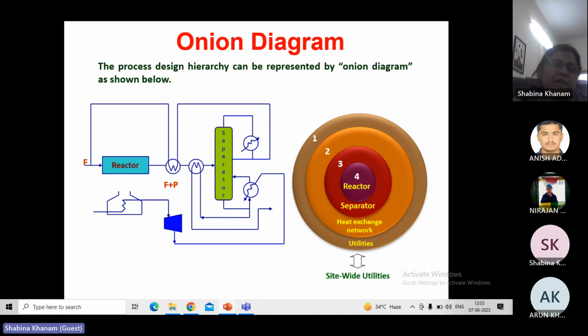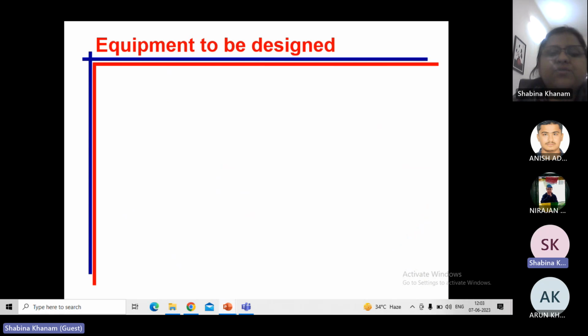So my emphasis here is to let you know that in this particular course, what skill will be developed in you so that you can contribute in this chemical process, or we can say that you can contribute in this onion diagram. So we will see the equipment which we need to design, what equipment we will consider, and where these equipment will be helpful in the chemical process. Or we can say in which layer you can contribute by studying this particular course.